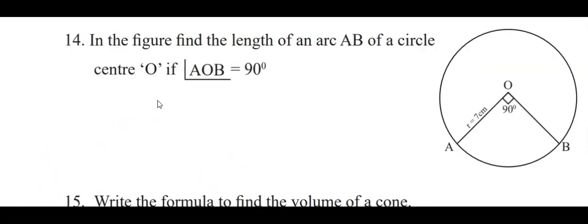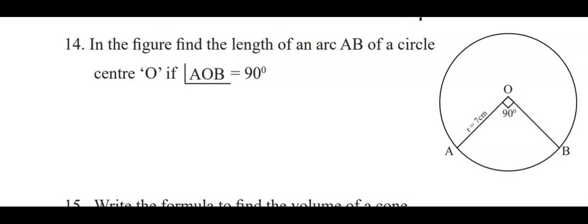Next question number 14. In the figure, find the length of an arc AB of a circle with center O if angle AOB is equal to 90 degrees. Now they are asking you to find the length of an arc AB. As you can see, this is the length of the arc AB. We have to find the length of this arc AB.